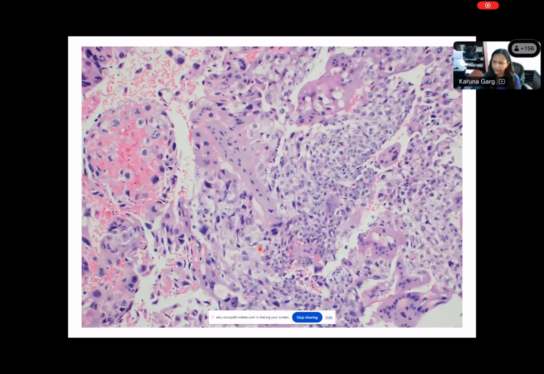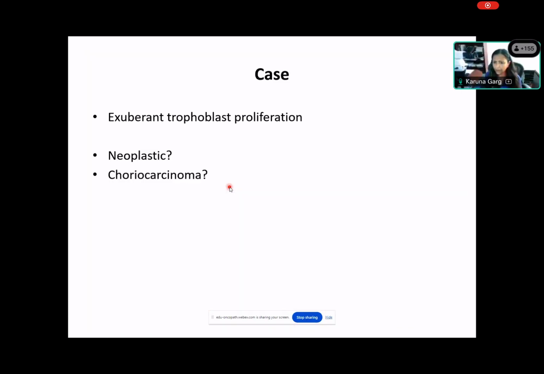Same thing over here, this biphasic appearance. Looking at this by itself, you could start thinking this is a choriocarcinoma, right? It looks like it. I think the only thing that I would say is there's not as much hemorrhage and not as much necrosis as I would expect in a choriocarcinoma. So that's going to be your differential.